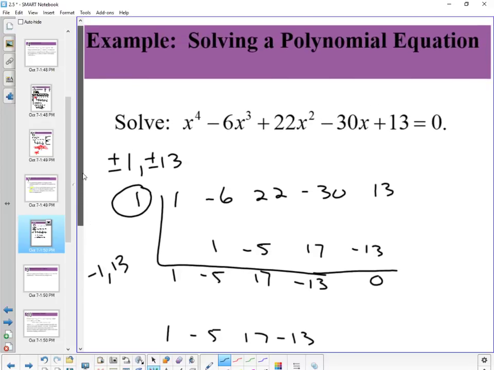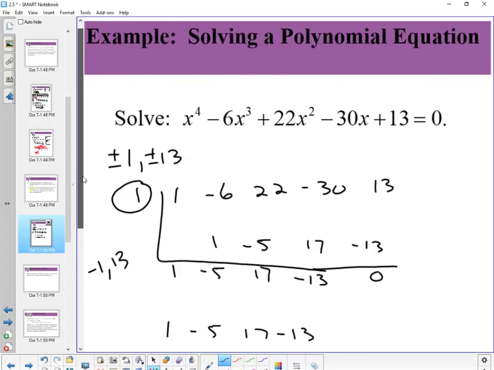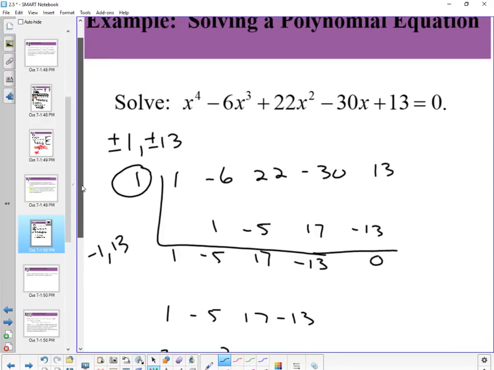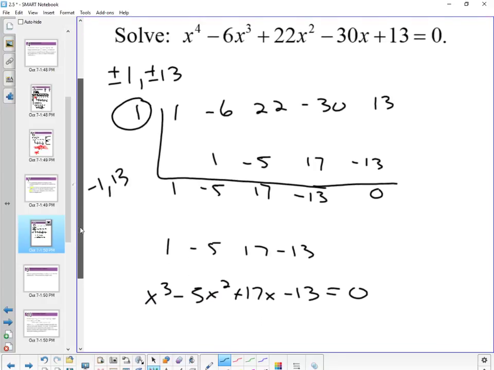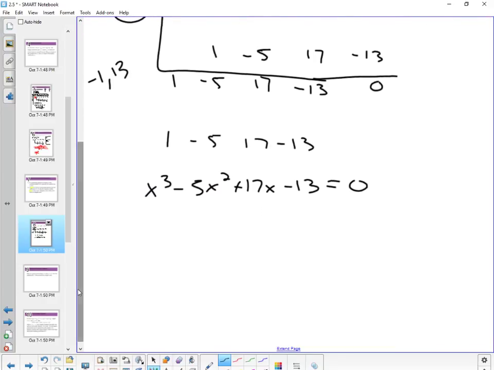Why for you let me down? Am I not seeing something? Nope, those are all of our possibilities, right? Yeah. 13. Hold on, let me see. Maybe I missed something. Let me look at my notes here.